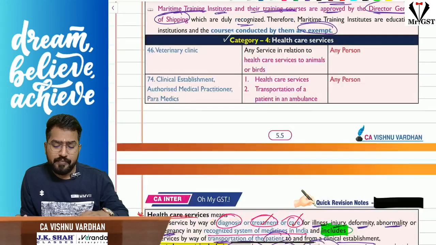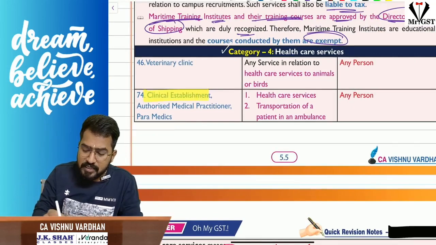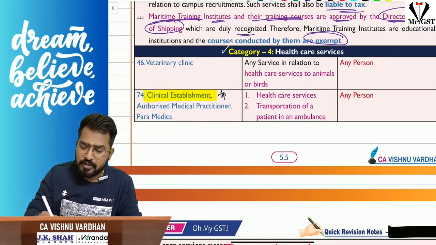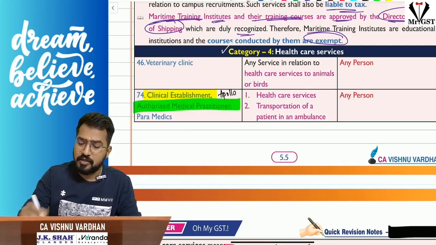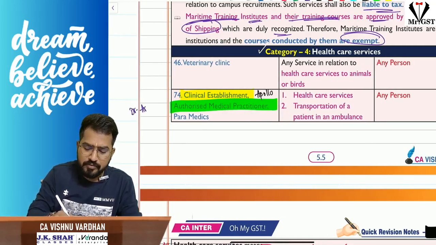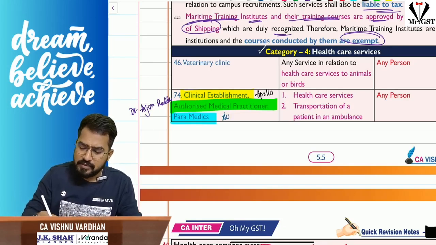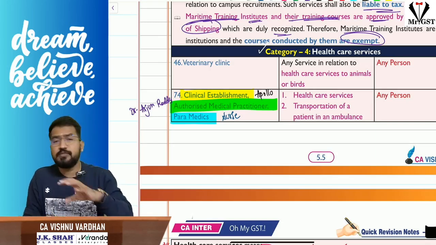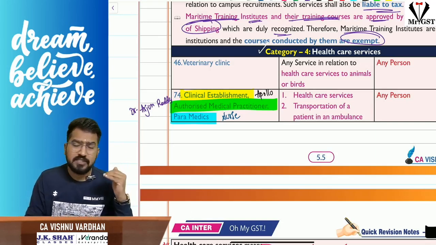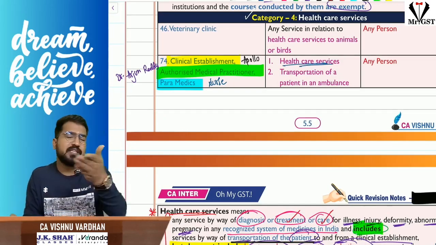Fine. Now, who should be providing healthcare service? A clinical establishment, for example Apollo hospitals, or an authorized medical practitioner, for example Dr. Arjun Reddy, or paramedics, for example a nurse, lab technician, physiotherapist. All these people are covered here. These people are the suppliers, providing services. What services? Obviously healthcare service, the definition of which we have just seen.